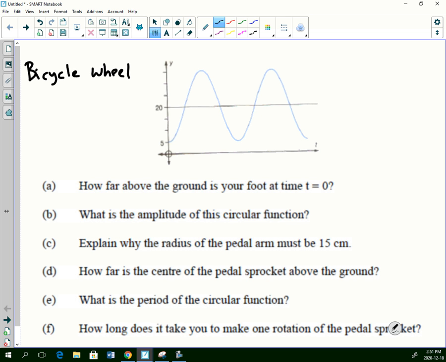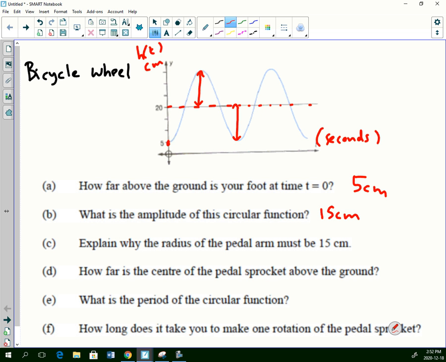So looking at the graph, the first question says, how far above the ground is your foot at time 0? So we can see here that it is 5, I believe this is in centimeters. So time is in seconds and height is in centimeters. Okay, so the person's foot from the ground is 5 centimeters. The amplitude, remember, is the vertical distance between the middle and the top or the bottom. So we can measure it. So the middle is at 20, the bottom is at 5. So we can tell that the amplitude is 15 centimeters.